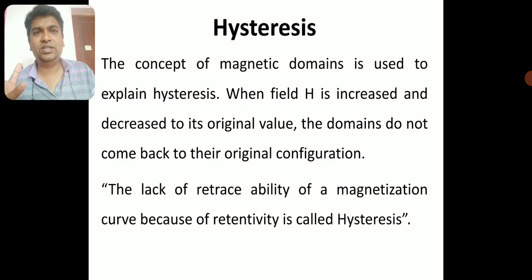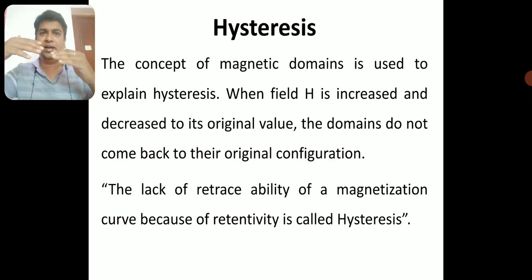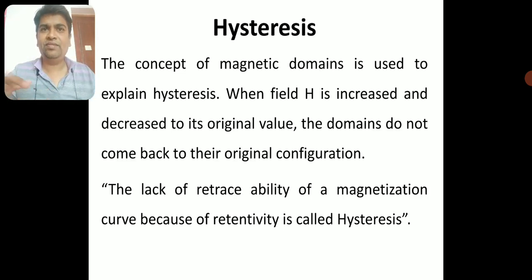When field H is increased and decreased to its original value, suppose I increase the field H and I decrease the field to the original value, the domains do not come back to their original configuration. Earlier it was randomly oriented, and when I applied a field H, they started orienting in the direction of the magnetic field. Then if I decrease the field, they will not come back to the original configuration. They will not come back to the original randomness.